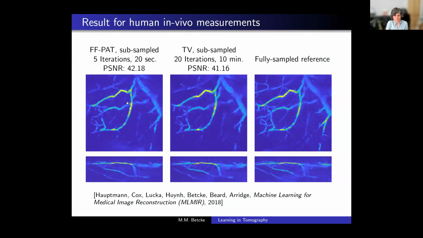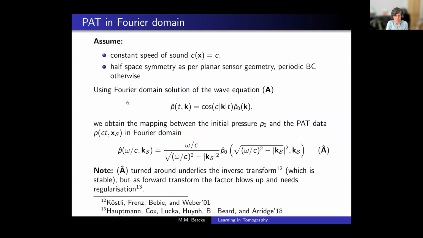Okay, so let me now tell you a little bit about this Fourier approximation. This result motivated us to look at this a little bit closer, and essentially it is a Fourier solution to the PDE.